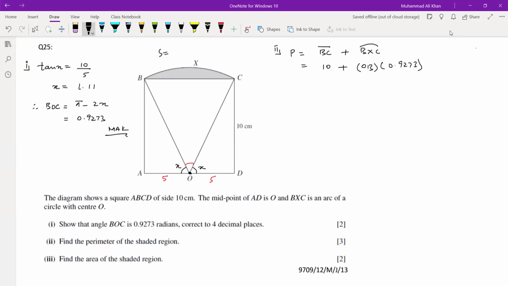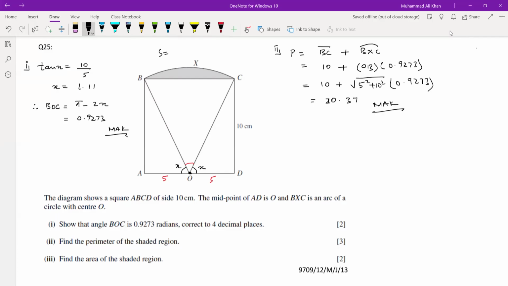By using Pythagoras theorem. So it will be 10 plus, OB is the hypotenuse side, so under root 5 square plus 10 square multiplied by 0.9273. What is the answer? 10.37 plus 10. So 20.37. The final answer is 20.37. This is the final result for the perimeter.